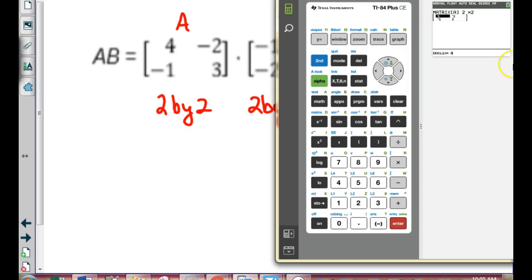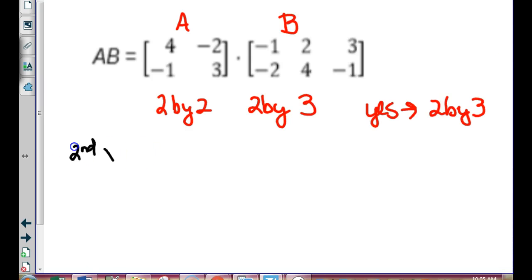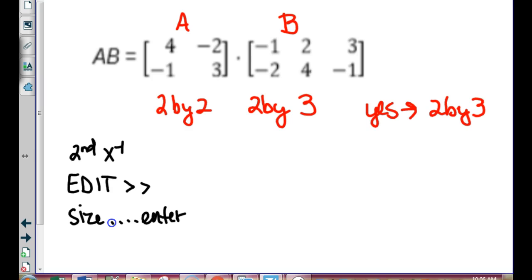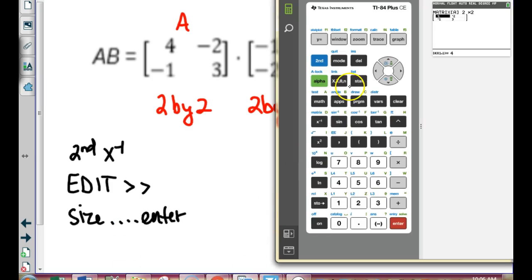So one more time, you might want to write the steps down. It was second, and then this guy to get to matrix. And then we had to go to edit. So we went to the right twice. Okay, and then we had to tell it the size. And then we entered our terms in there. Okay. Now, when you're done, you got them in there, you just go second, mode, quit.